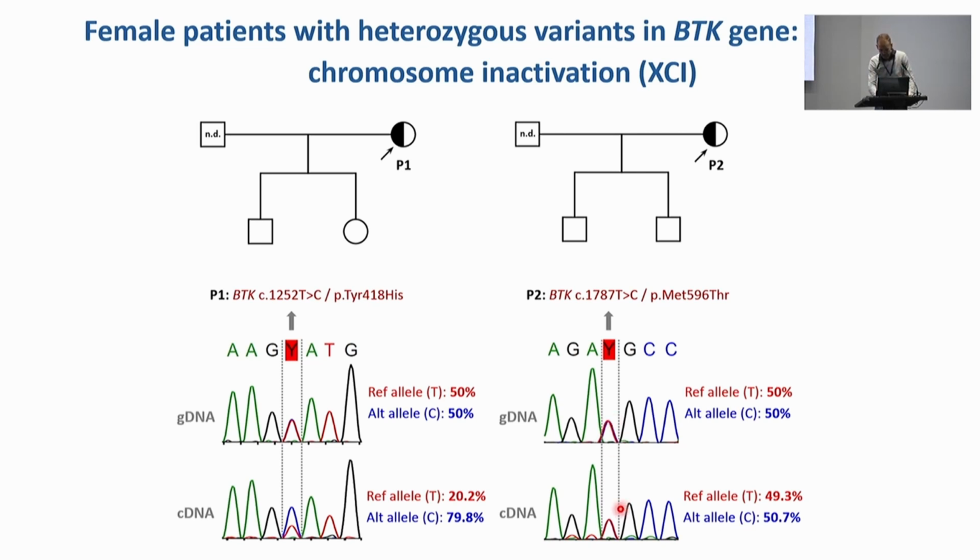That's the case of patient 2. You can see here the equal contribution of both alleles. So this patient has a random X chromosome inactivation. So we consider that this BTK variant does not play a direct role in the CVID phenotype of this patient.